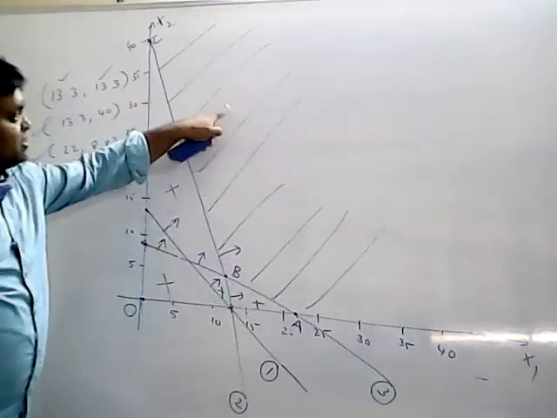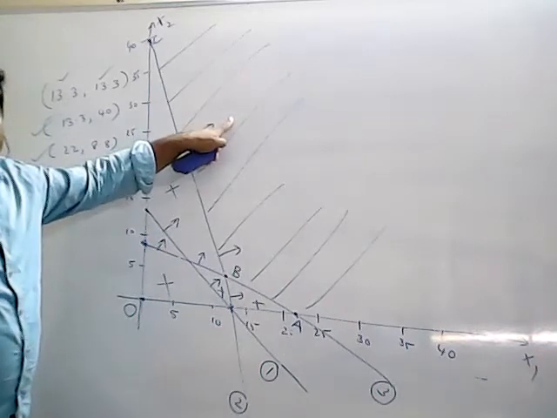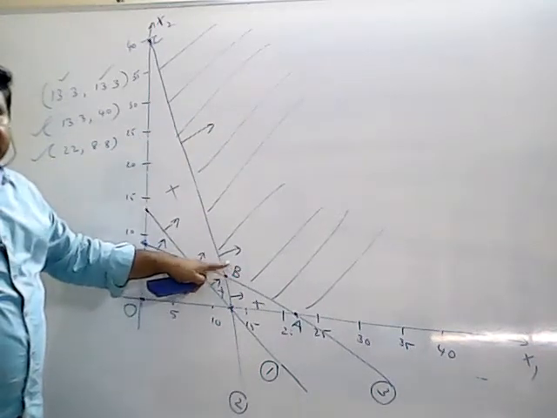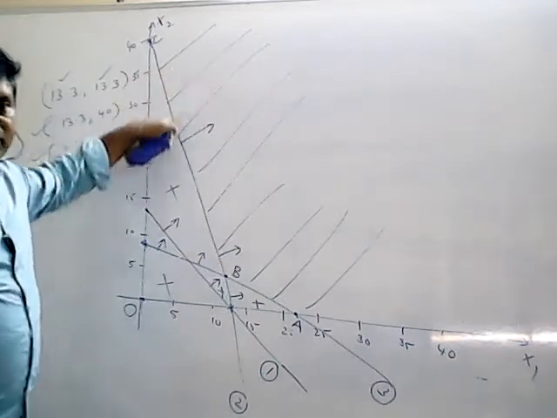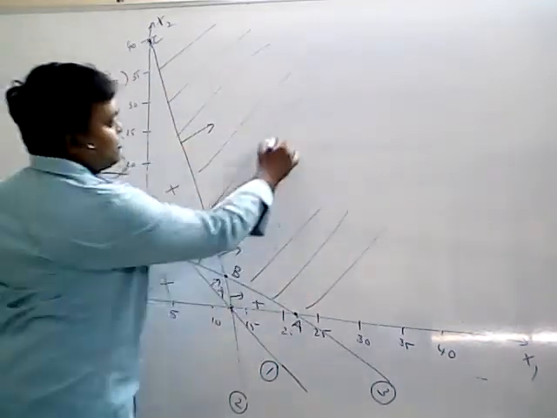If you consider this region, the first line will be there, the second line will be there, and the third line will be there. If you consider this point, the first line will be there, the second line will be there, and the third line will be there. So what is the common part, or feasible region, for this particular problem?